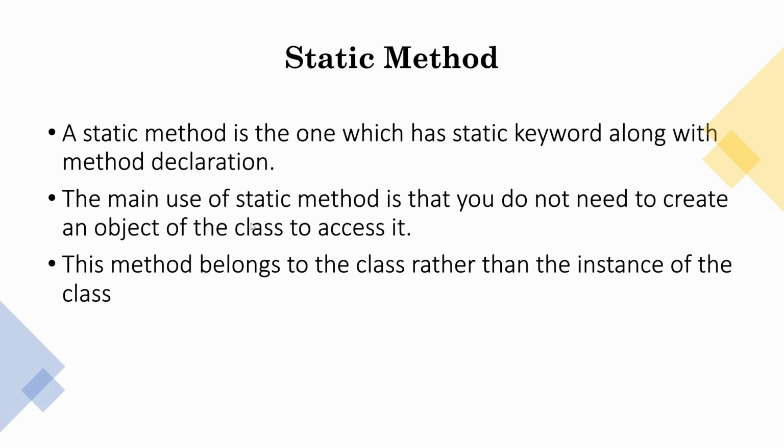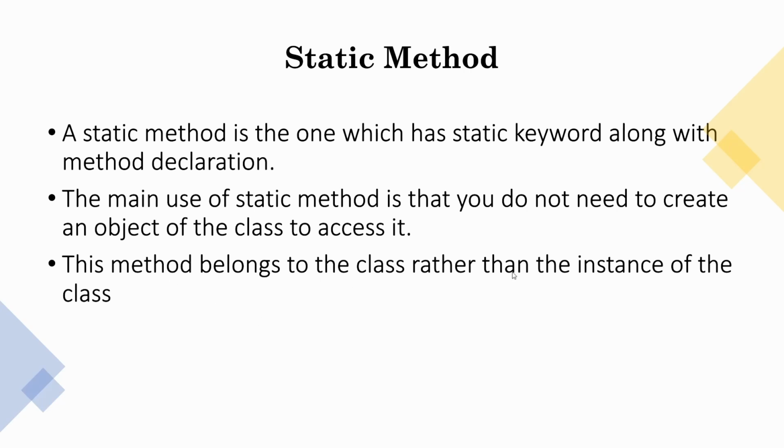So when you say static method, you do not need to create an object of the class to access it. You can directly access it, provided the method in which you're calling it is also a static method. Like if I have to call a method in my main method, then my main method is static. So if I want to call another method, that should also be a static method if I want to call it without creating the object.